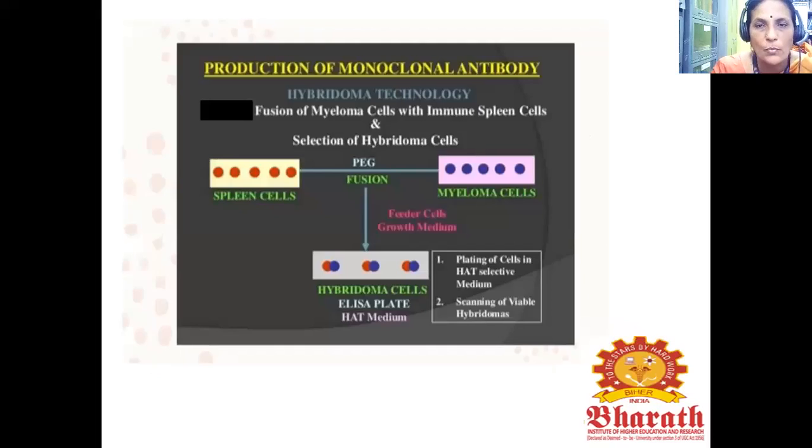This is the production of monoclonal antibody by the hybridoma technique: the fusion of myeloma cells with the immune spleen cells and selection of hybridoma cells. You get the spleen cells for the PEG fusion, you get the myeloma cells, the feeder cells grow in the growth media, and you get the hybridoma cells. You can go for the ELISA plate and HAT medium. The first step is the plating of cells in HAT selection media and scanning of viable hybridomas.